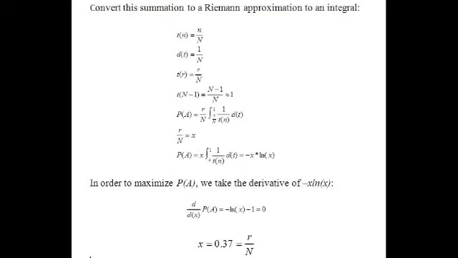In order to optimize this equation, we need to take the derivative. We can convert this summation into a Riemann approximation to an integral as shown. By setting the derivative of this to 0, we maximize the probability of choosing the best candidate. Our final solution is 0.37. Therefore, our optimal strategy is to reject the first 37% of the applicants, remember the best out of these, and then choose the next candidate who is better than that one.